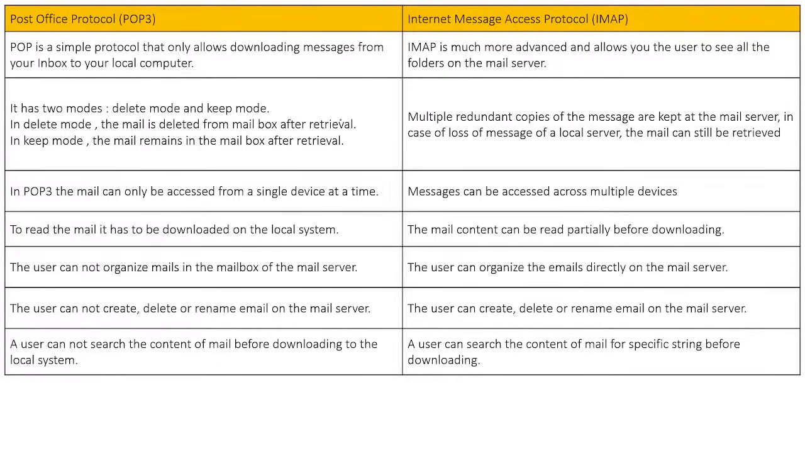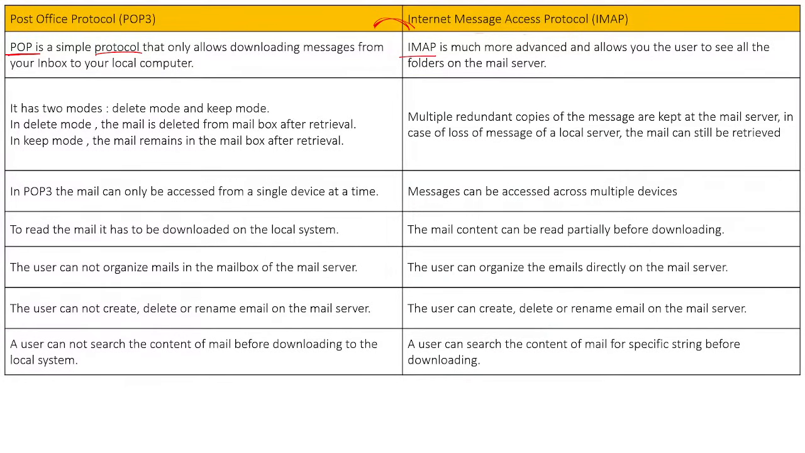Next important thing is POP and IMAP. What is the difference between POP and IMAP? How is this working? Both are used for mailing purposes. POP is the Post Office Protocol. POP, another name is Post Office Protocol. IMAP is the Internet Message Access Protocol.